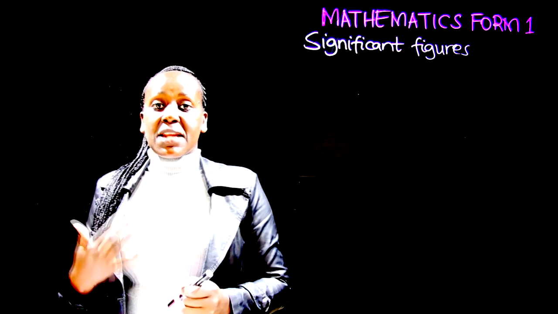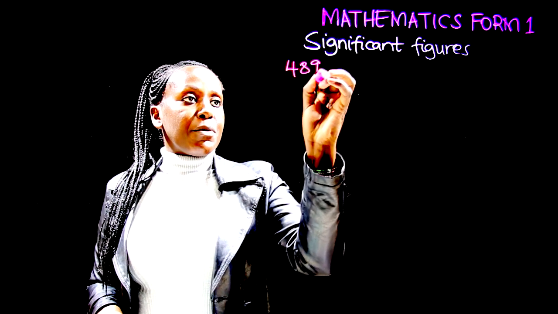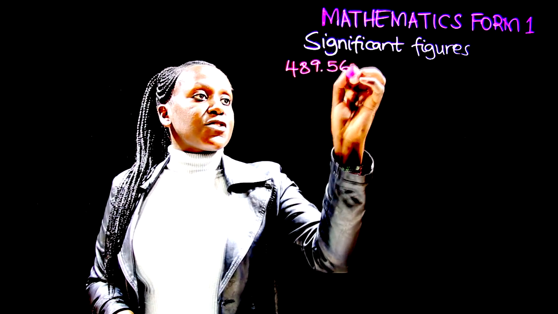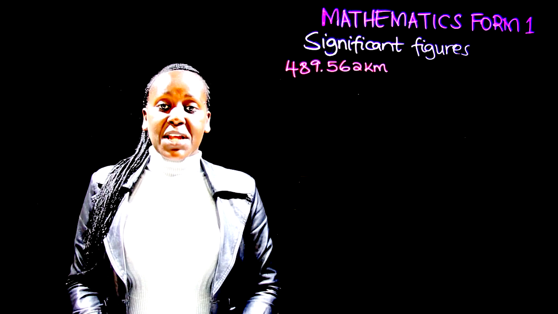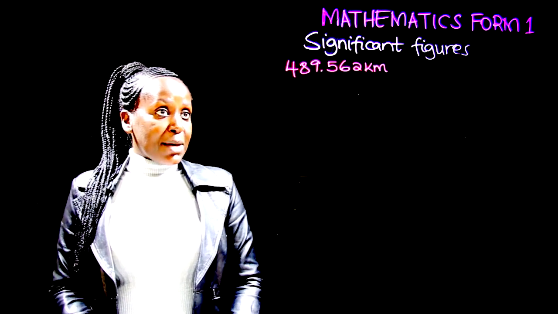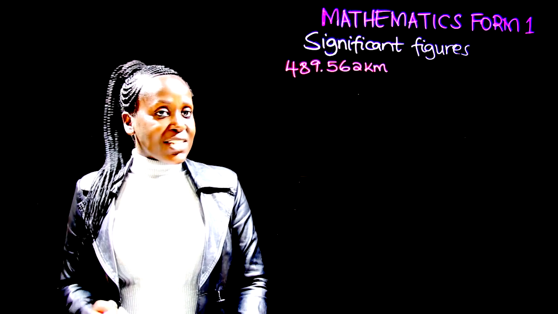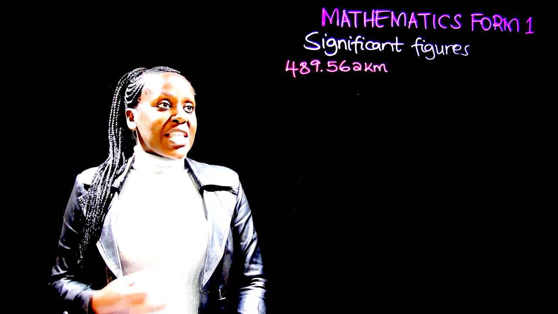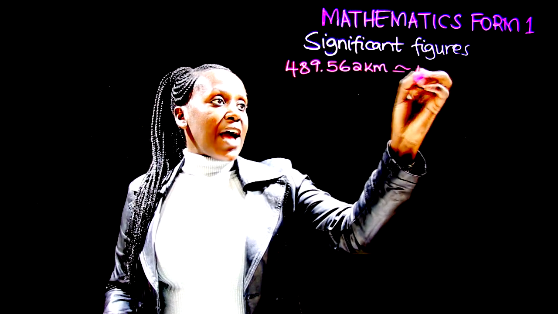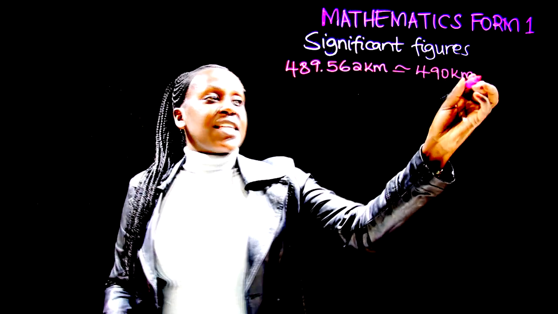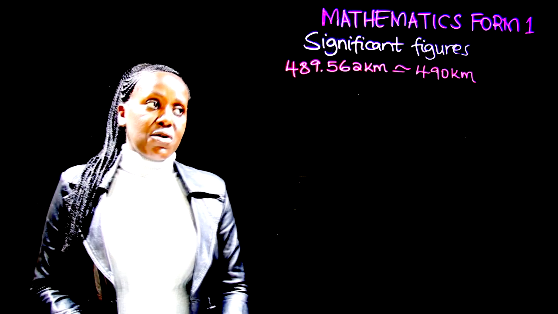The distance between Nairobi and Mombasa is actually 489.562 kilometers. If someone was to ask you in real life the distance between Nairobi and Mombasa, and you tell them it's 489.562 kilometers, they'll look at you like, what are you saying? So this number can be approximated. If you approximate this to about 490 kilometers, then it sounds more realistic. This is something that you can chip in and say in a conversation.